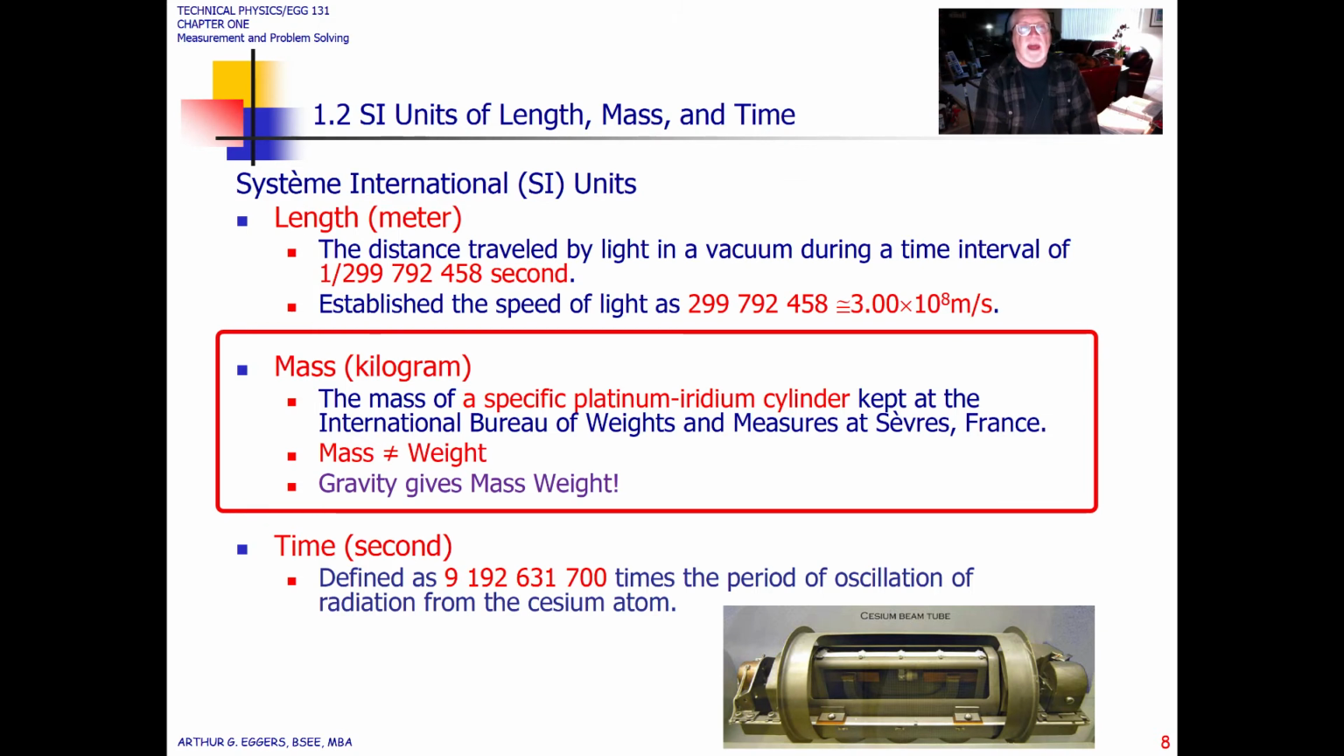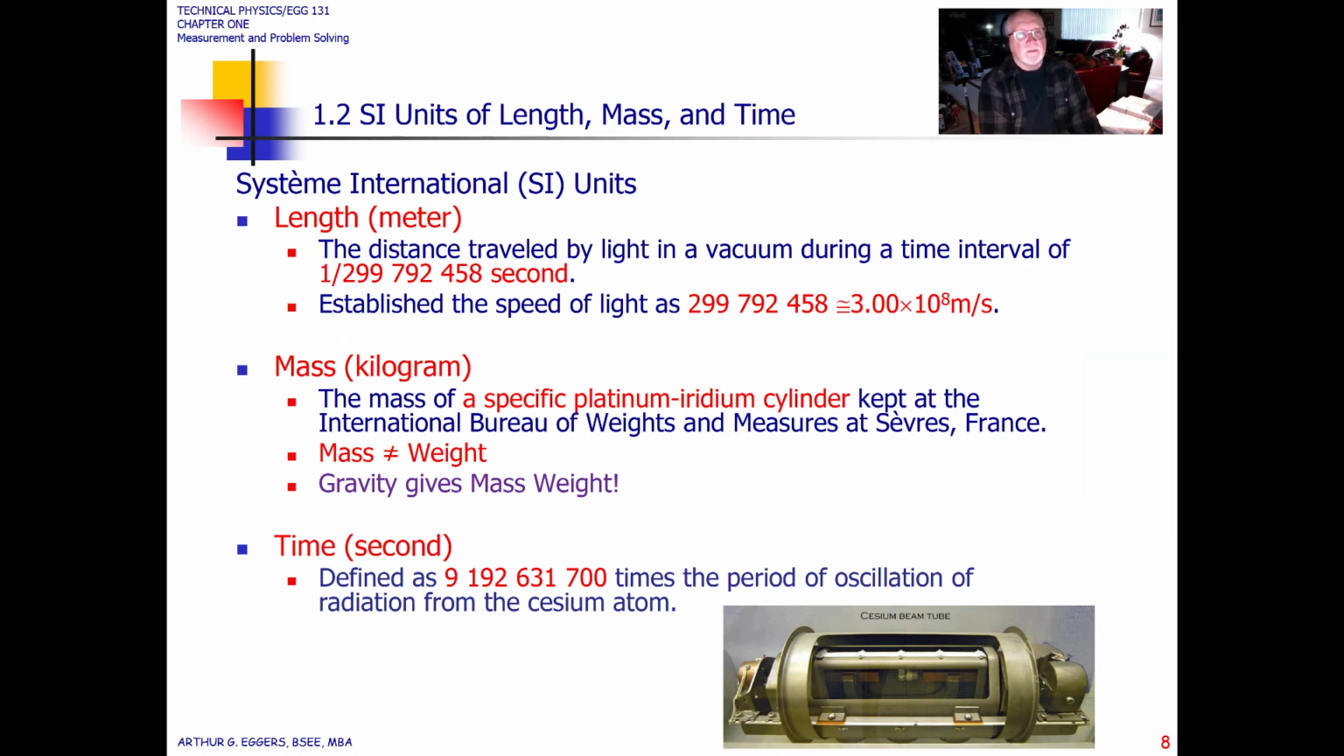A specific platinum iridium cylinder kept at the International Bureau of Weights and Measures in France becomes our standard for which we identify a measure in grams. The thing that we always have to remember is that mass and weight are not the same thing. Mass is the fundamental unit. Weight has a unit associated with it that you have to look at in terms of gravity. And if you will constantly think about gravity giving mass weight, you will differentiate between those two units.